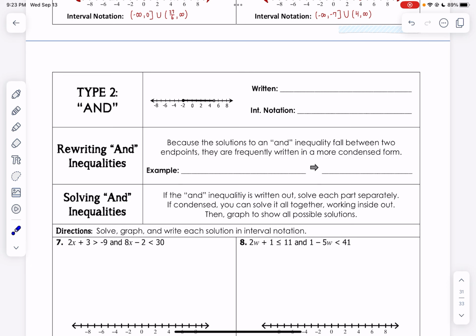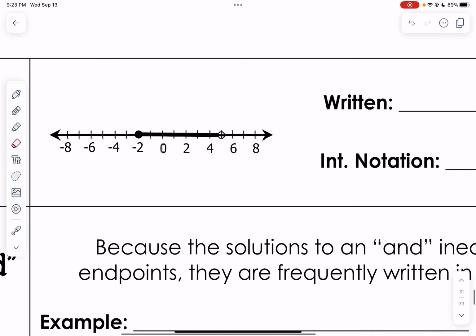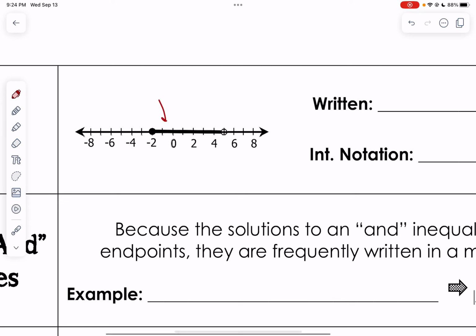So for the and compound inequality, let's look at the number line they gave us. And notice here, this number line is a little bit different from the other one. Now, x is actually in between two x values, right? X can lie in between this interval. So what we call this situation is a conjunction.